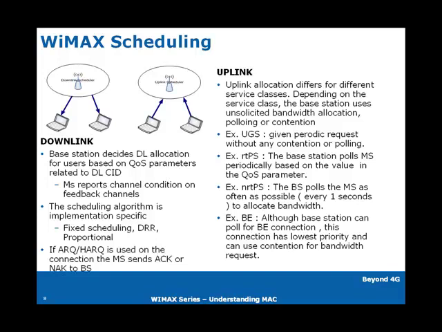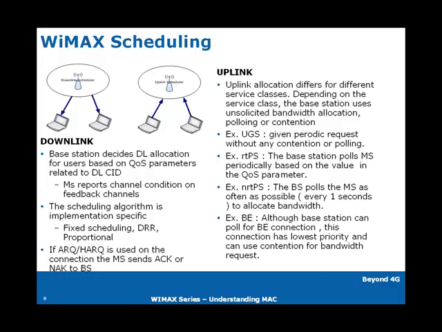In uplink, allocations differ for different service classes. Depending on the service class, the base station uses unsolicited bandwidth allocations, polling, or contention. For example, if you have a UGS service given to a user, then the base station will give him a periodic grant without any contention or polling.